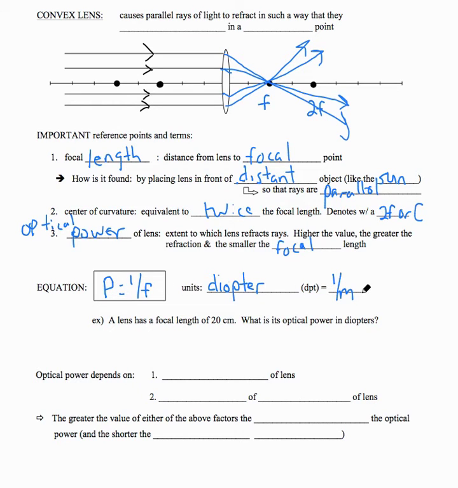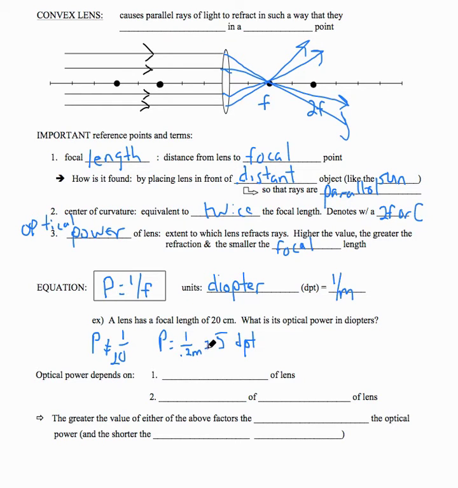For example, very often we find focal lengths in centimeters. If we're asked for optical power, the mistake would be to do 1 over 20. That is not correct. Instead, we would have to say the power is 1 over 0.2 meters, which is 5 diopters. You could say it's 0.05 per centimeter, which is technically correct, but if we want it in diopters, you have to convert your focal length to meters.